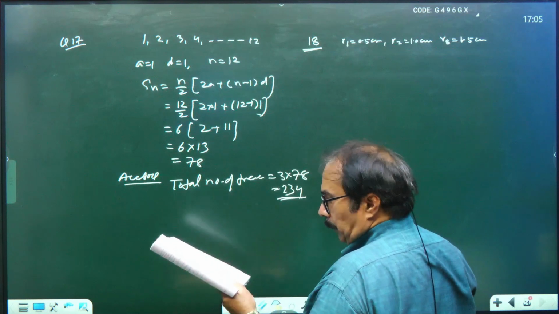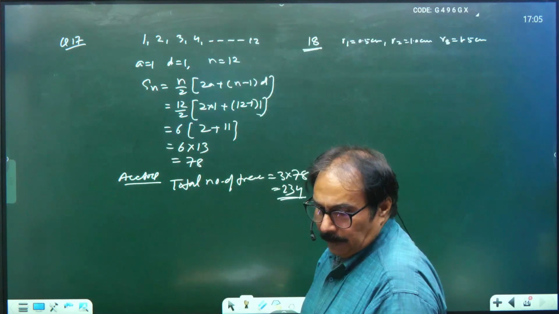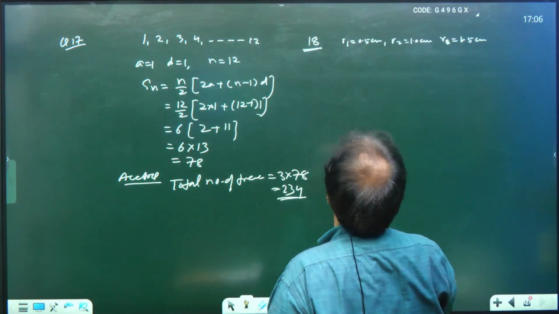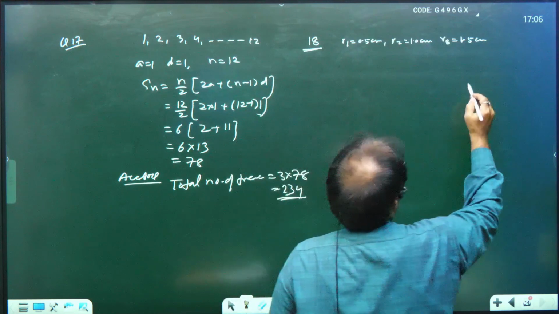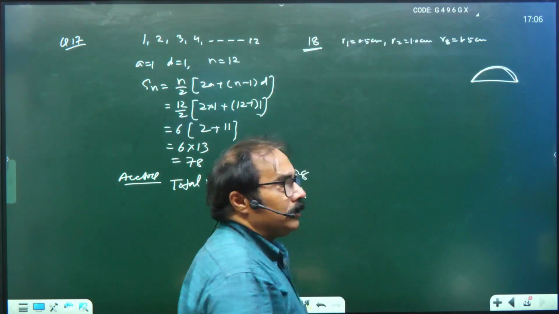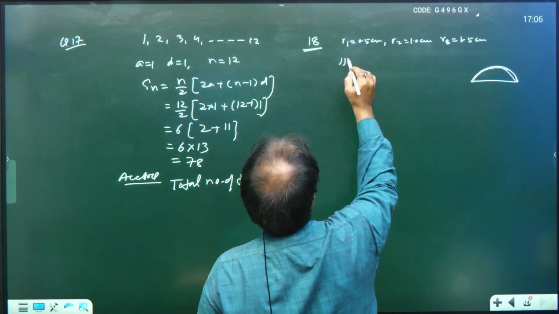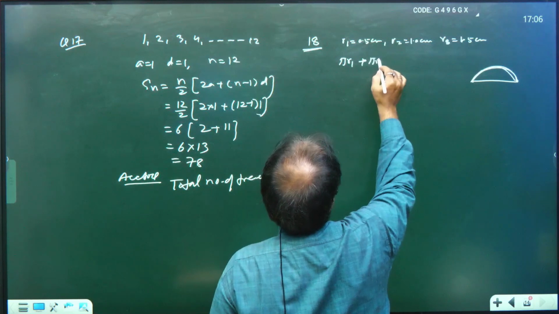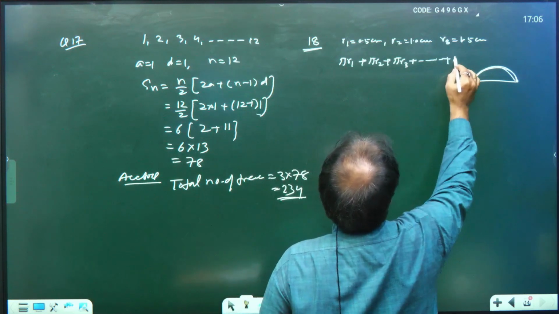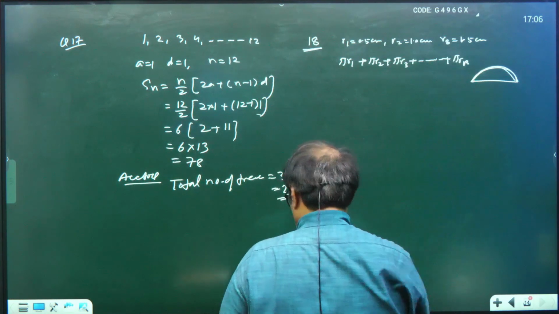As shown in the figure, what is the total length of such a spiral made of 13 consecutive semicircles? Take pi as 22 by 7. Semicircles means like this. So what is the perimeter of a semicircle? That is equal to pi r. So now it will be pi r1 plus pi r2 plus pi r3 and so on, plus pi r13, because there are 13 semicircles.